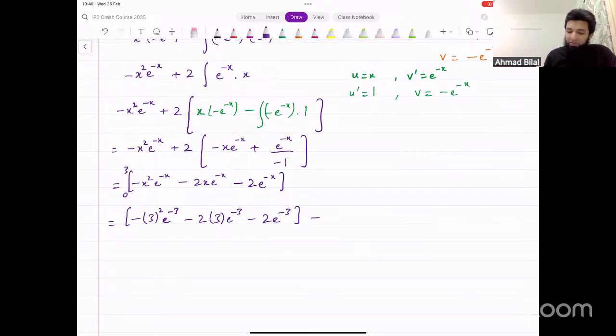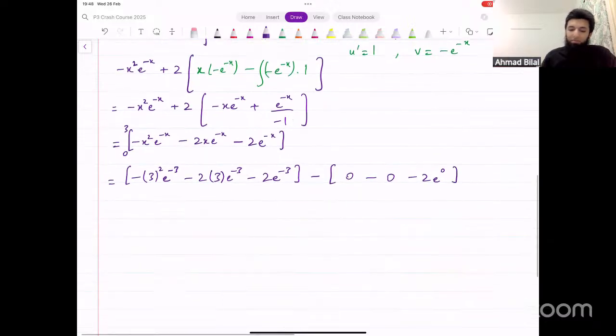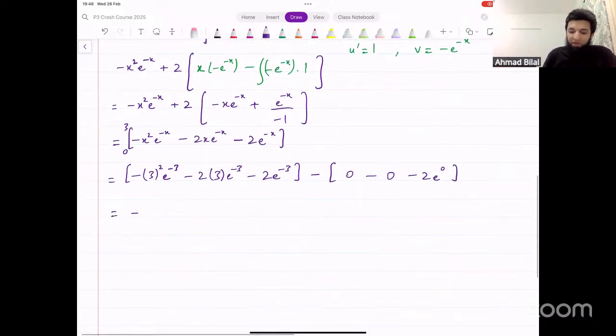Subtract from this the case when we input x equal to 0. This becomes 0. This also becomes 0. But the last term does not become 0. Do not write that as 0 because we don't have x multiplying with this. The last term would be minus 2e raised to power 0. Okay, now let's simplify this further. We get minus 9e raised to power minus 3.